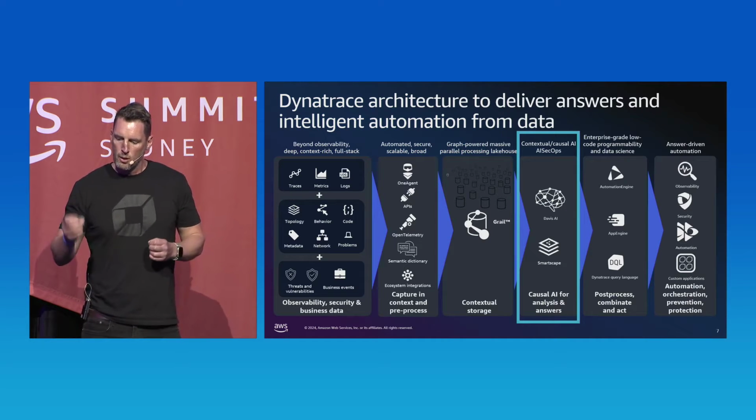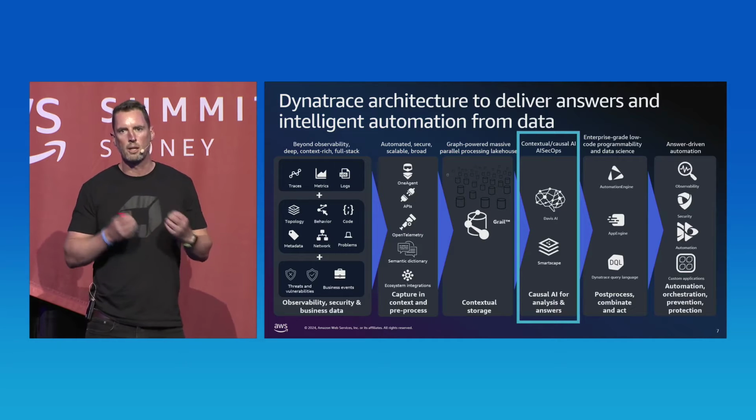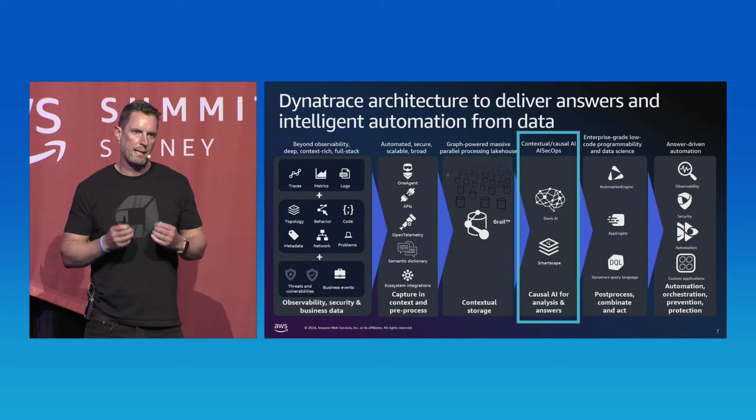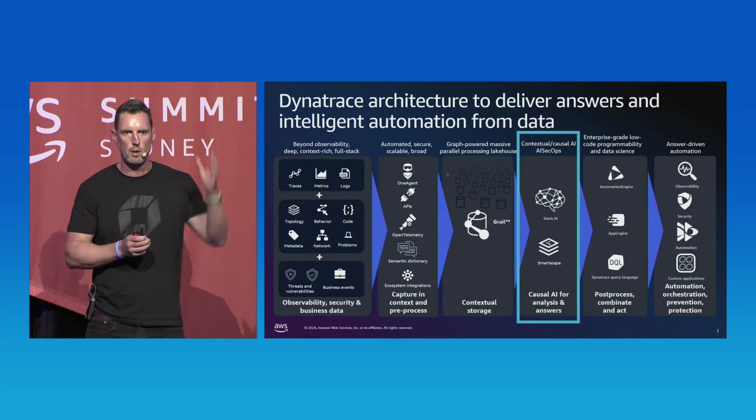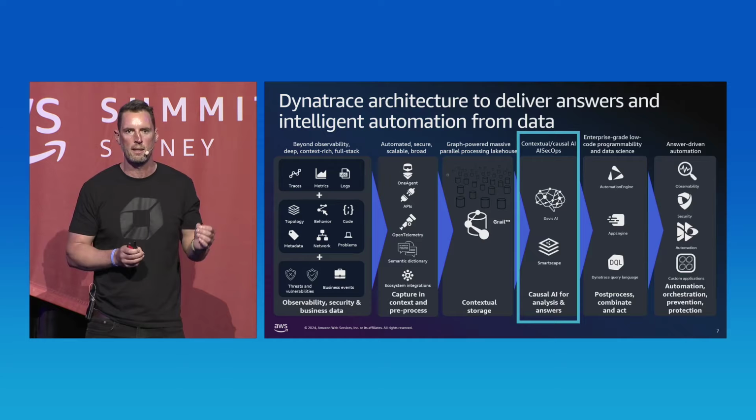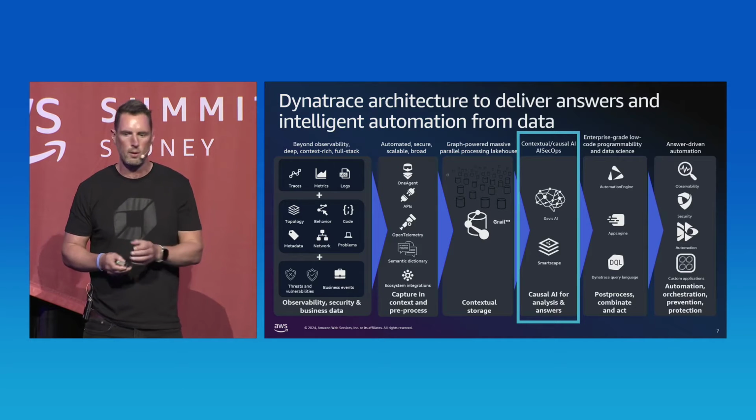Additional context is provided by Davis AI, understanding the data in context. Smartscape is an example of this. It's a real-time topology-based tree of all of our dependencies, both vertically from front end through to back end, and horizontally from service to service, process to process, host to host.